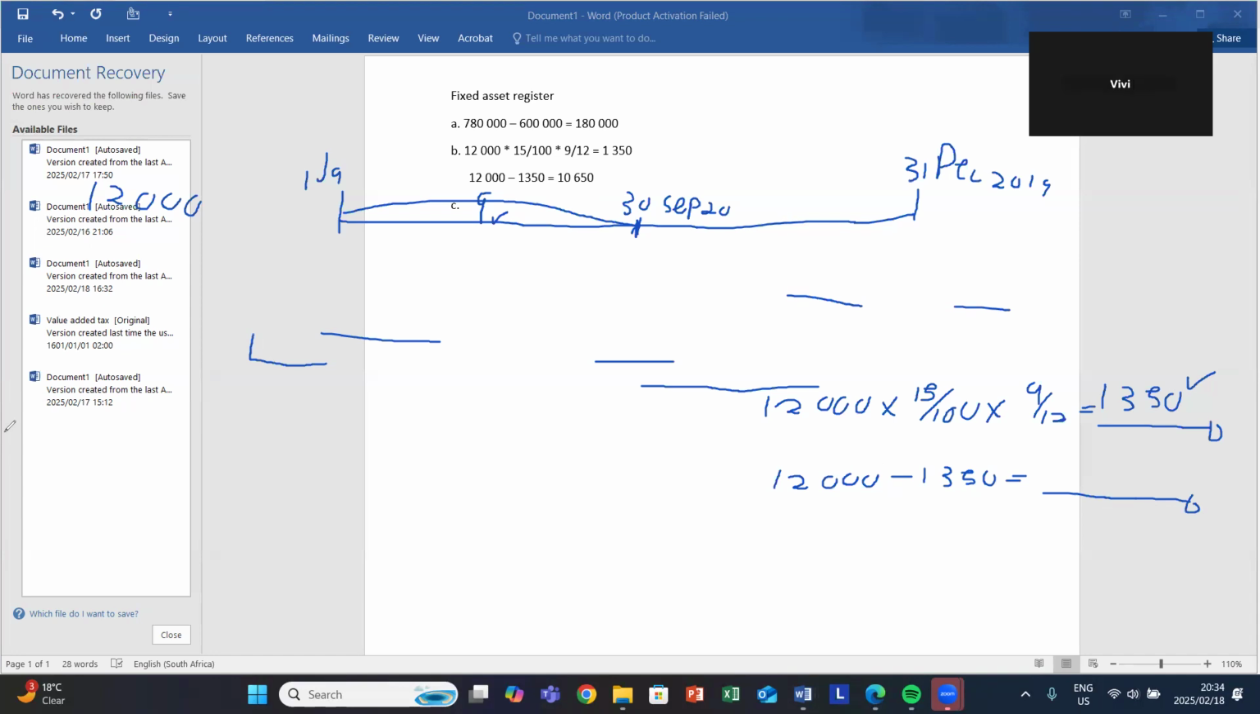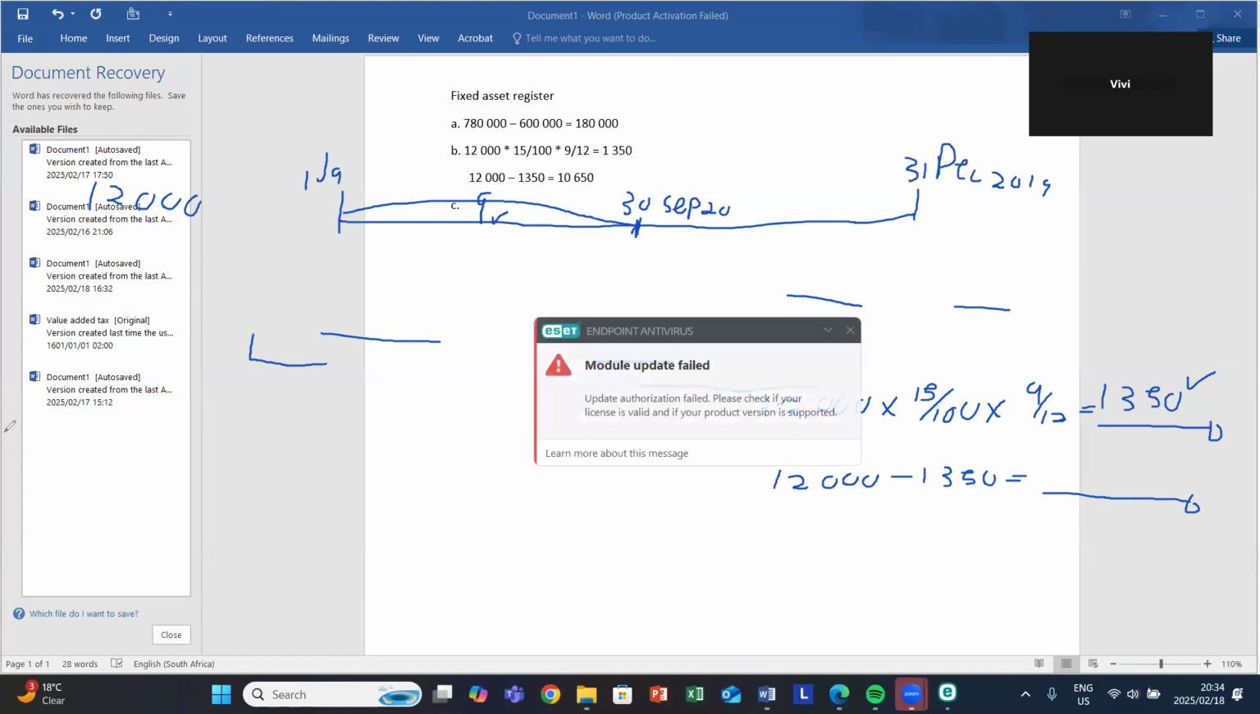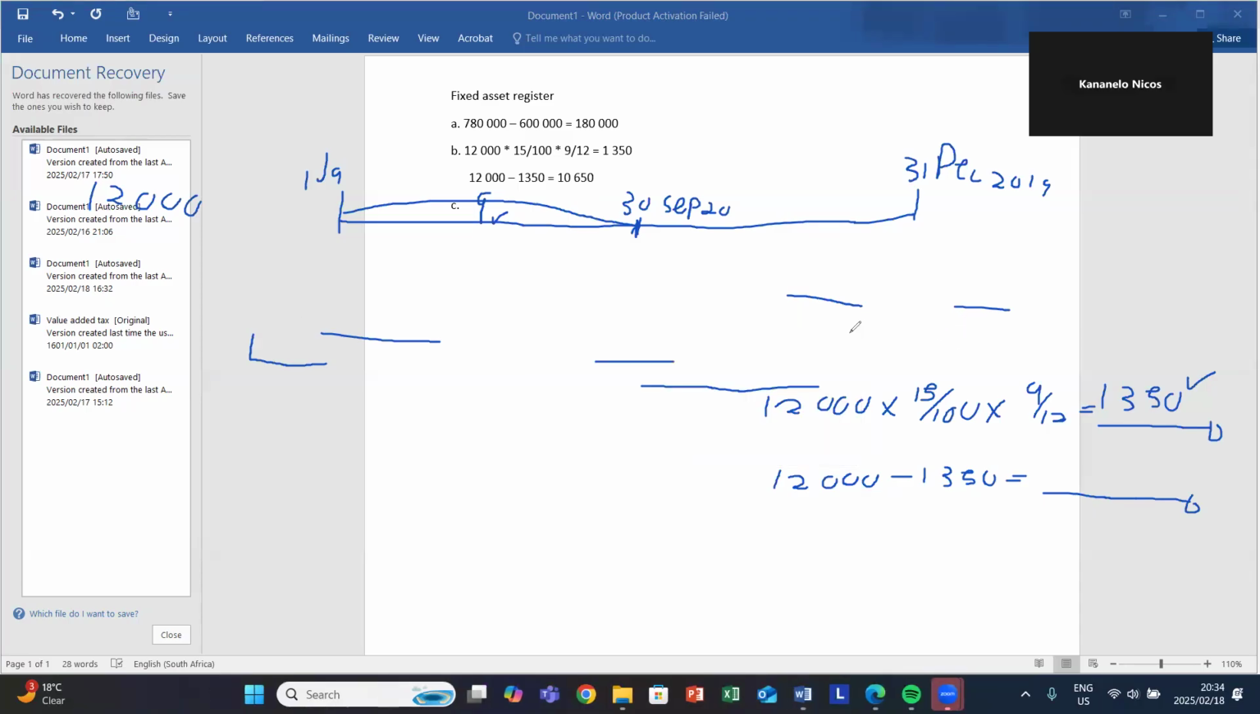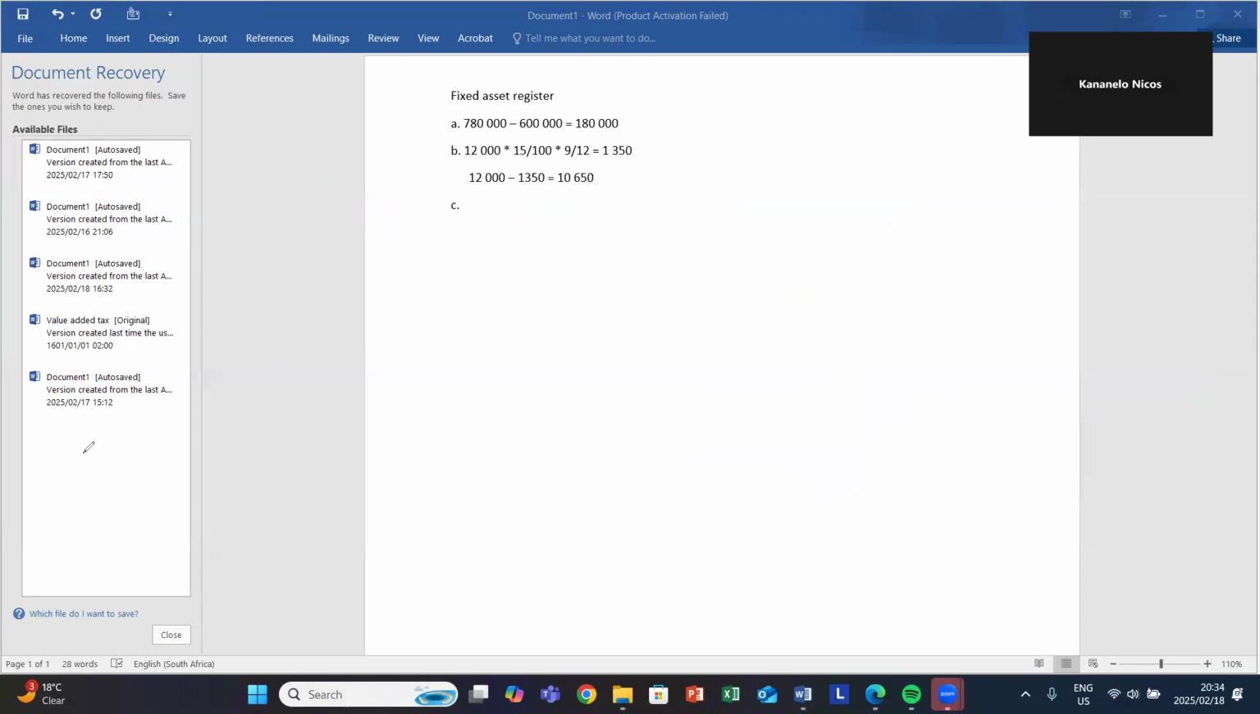For the 12,000, it was for the beginning of the year, right? It's January. That 12,000 rand is what? Is it your cost price or what? It's my carrying value at the beginning, on our financial statement, on our balance sheet.